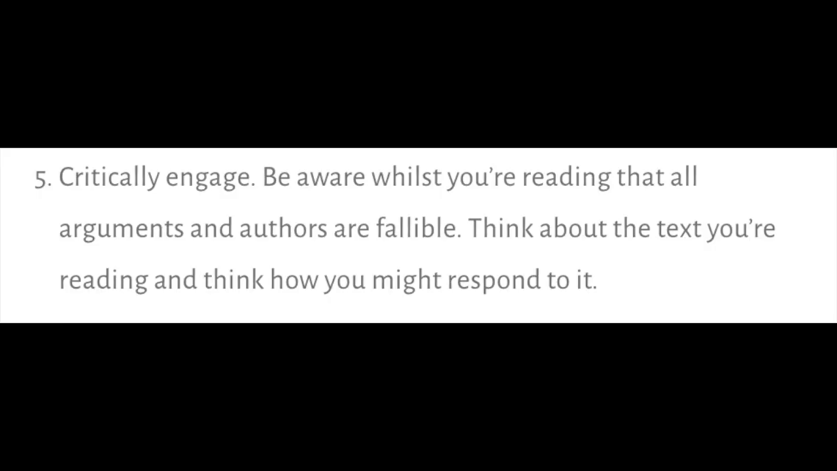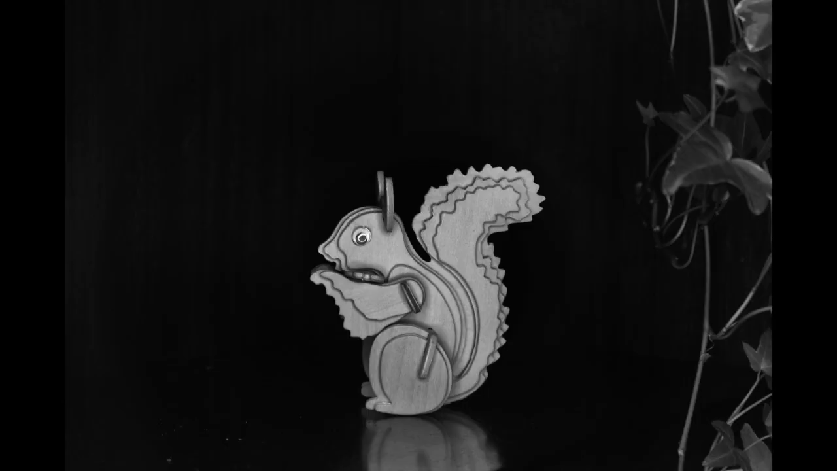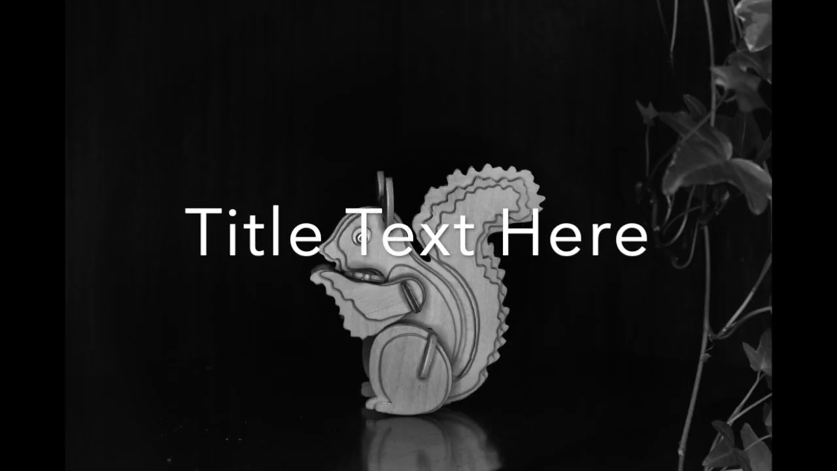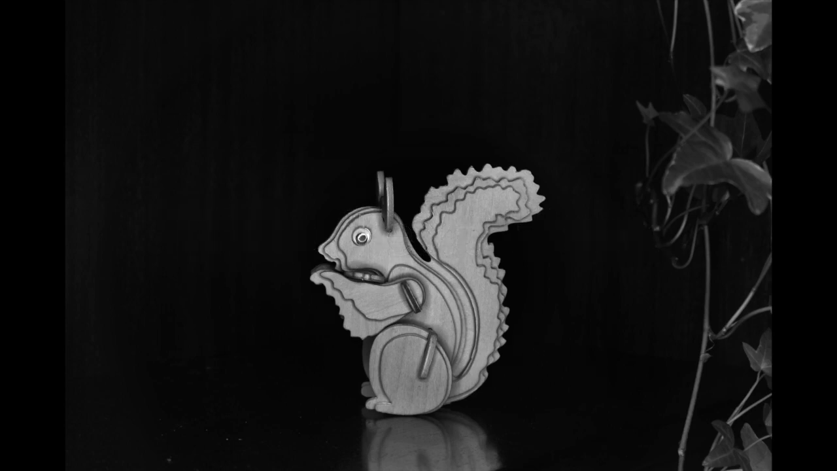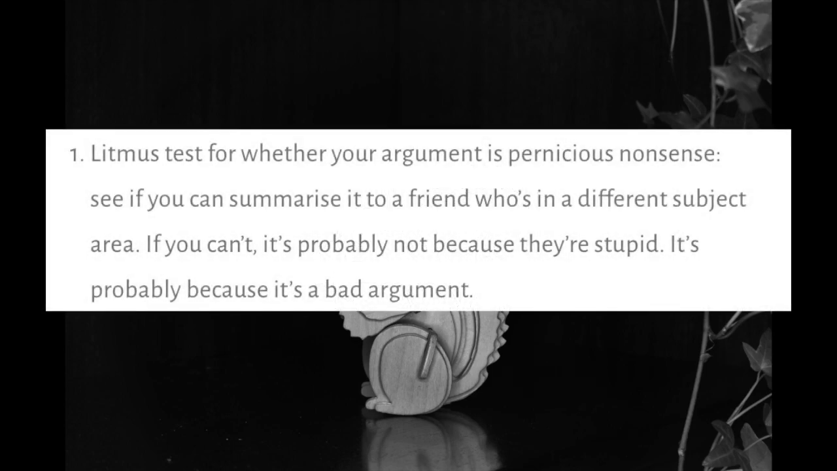And finally here, you should critically engage. Be aware whilst you're reading that all arguments and all authors are fallible. Think about the text you're reading. Think about how you might respond to it. And finally, in part 6, I want to give some general tips. The first thing is that there's a litmus test for whether your argument is pernicious nonsense.